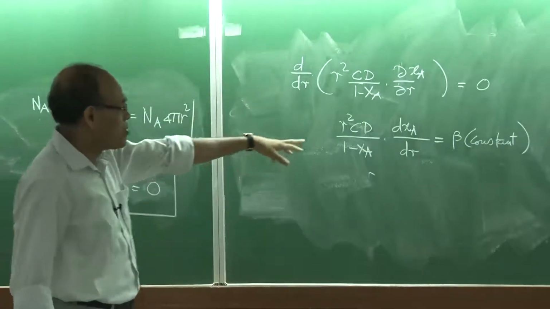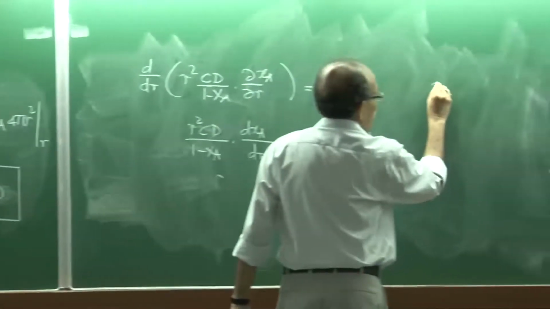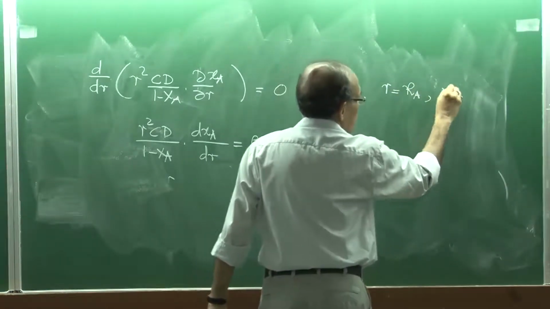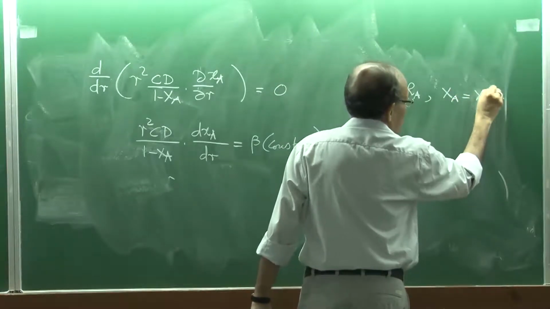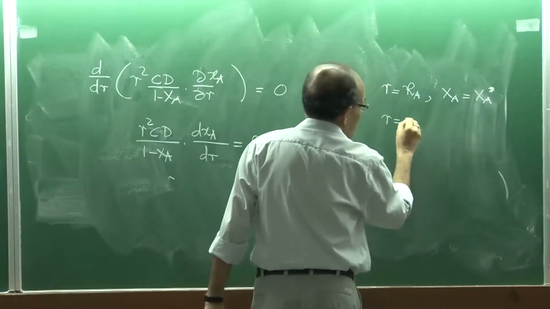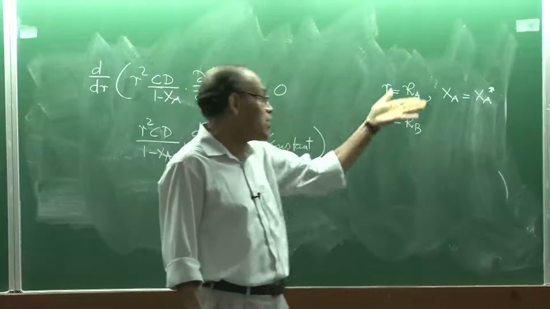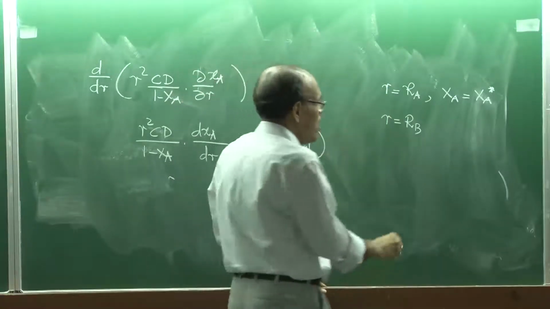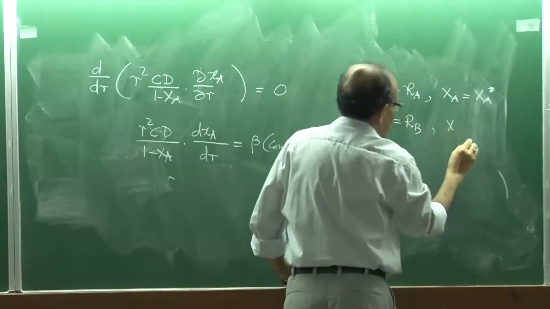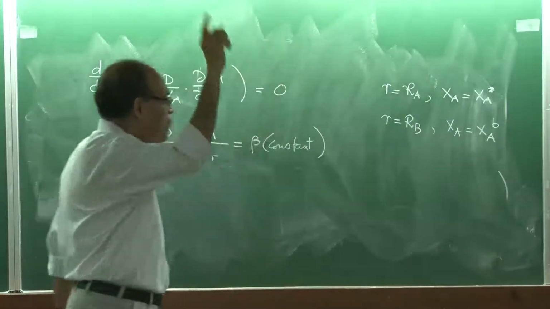So we prescribe now, because we've got an equation, and if you integrate it, another constant of integration will come. So you can say that when r is equal to r sub a, x of a is equal to x star. We'll make a simplification later on that when r tends to infinity, but we don't want to apply that boundary condition now. So at some other value rb greater than ra, we say that xa is equal to xa bulk, far away from the surface of the sphere.